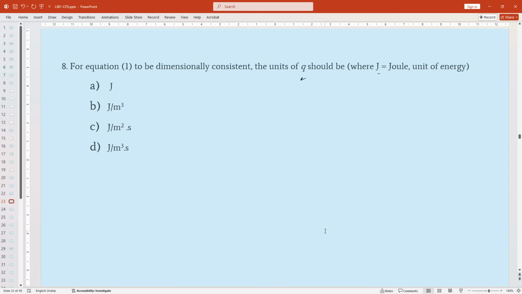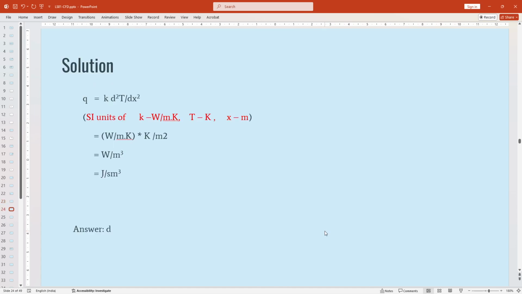Please inbox your answers. Okay. So from the equation, Q is equal to K into d square T by dx square. So K is the conductivity, which is watt per meter Kelvin. T is in Kelvin and X is in meters. So substituting all those, watt per meter cube will be there. Watt is joule per second. So the answer is joule per meter cube second. And our answer is option D.